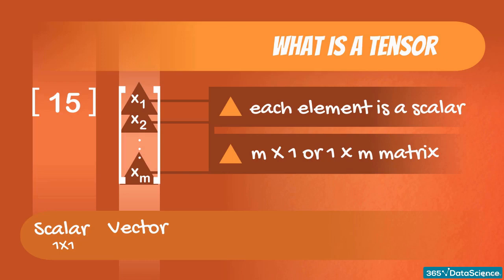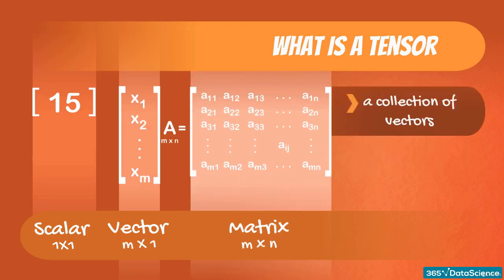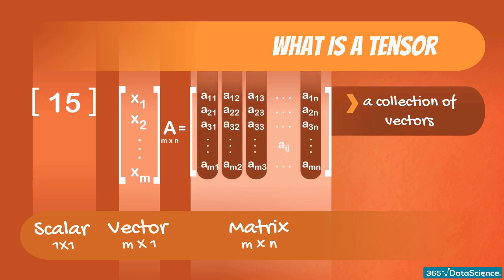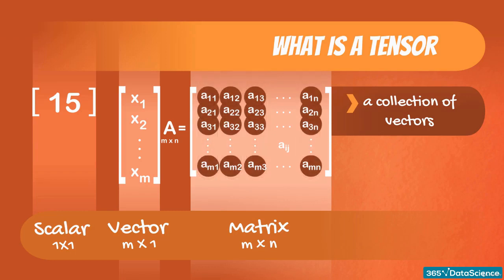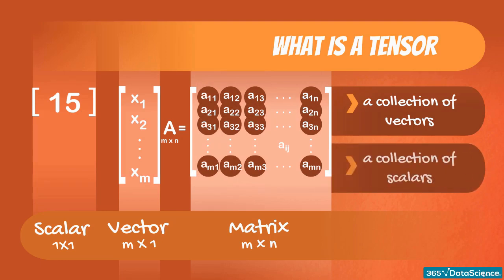Then we have matrices, which are nothing more than a collection of vectors. The dimensions of a matrix are m by n. In other words, a matrix is a collection of n vectors of dimensions m by 1, or m vectors of dimensions n by 1. Furthermore, since scalars make up vectors, you can also think of a matrix as a collection of scalars, too. We know all that already.